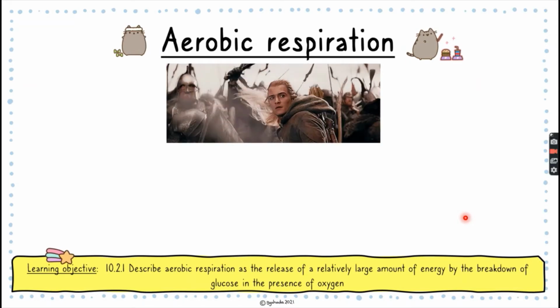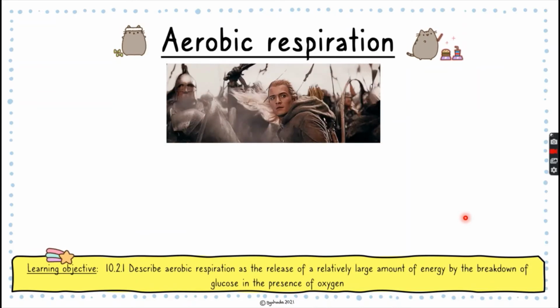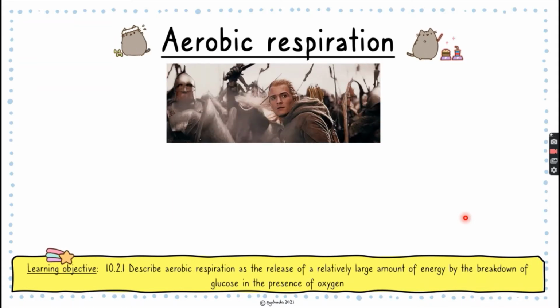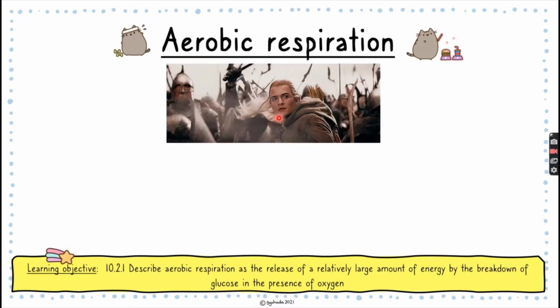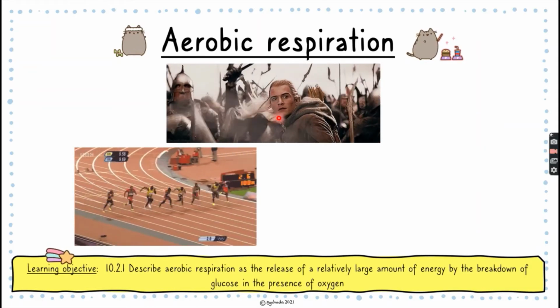Right, aerobic respiration, remember, releases high amounts of energy, and this is needed for immediate energy-requiring instances. For example, if you are in a war. Have you guys watched Lord of the Rings? Do you guys know who this man right here is? This is Legolas, and he's all energetic, and he gets that large amount of energy from aerobic respiration.